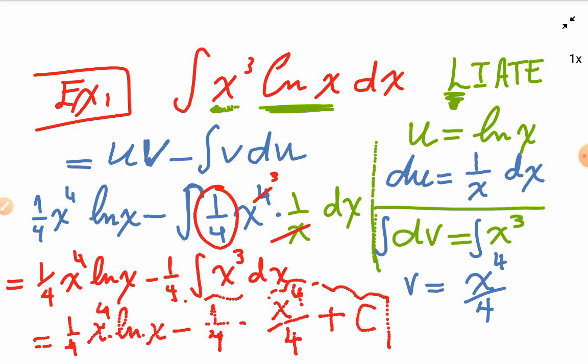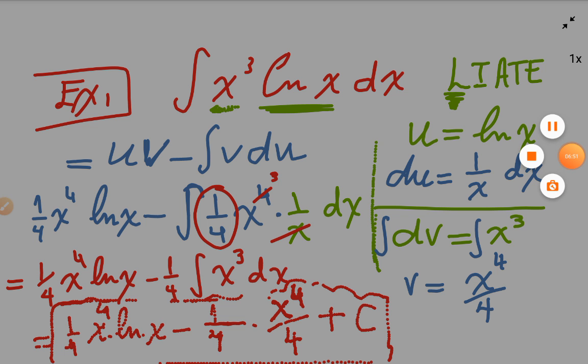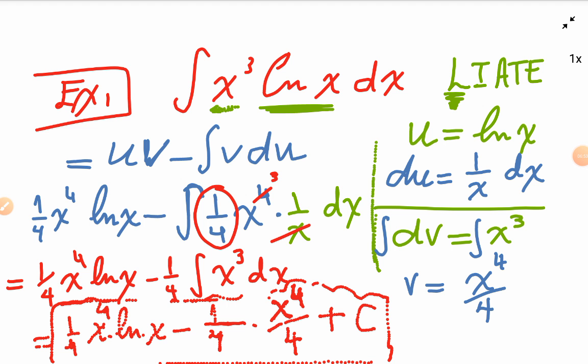And here we integrated by using what? By parts. 1 over 4 x to the power of 4 ln x minus 1 over 4 times x to the power of 4 over 4 plus c, and here we can multiply, 1 over 4 times 4 is 16. You can leave your answer in this form, no problem. Okay guys, one more example.